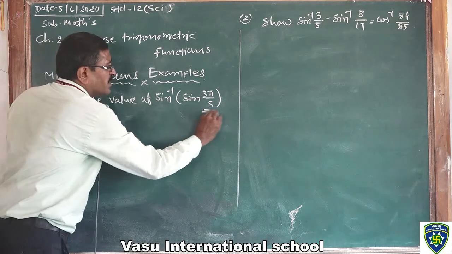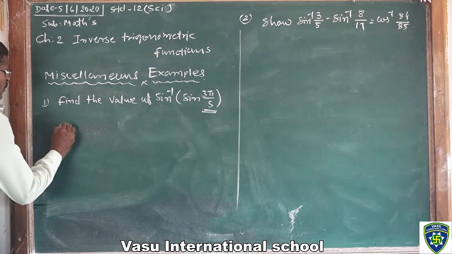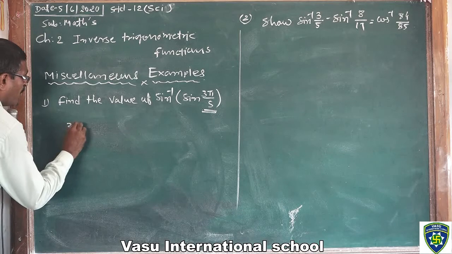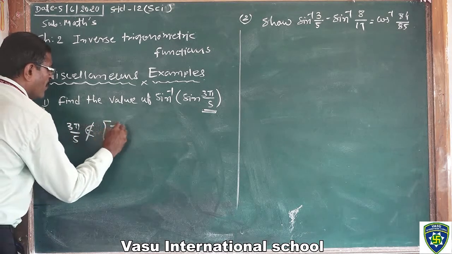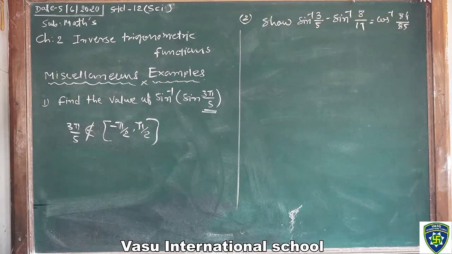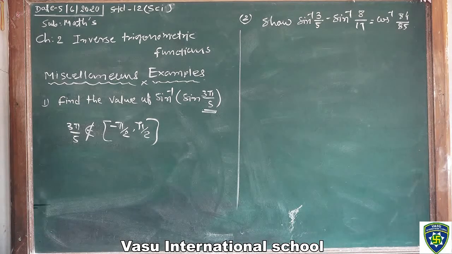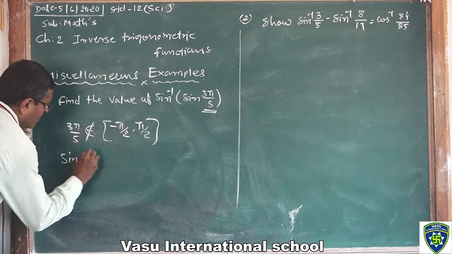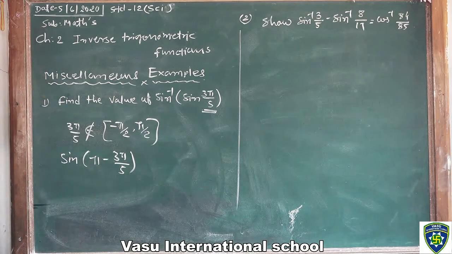First of all, we check whether the value 3 pi by 5 does not belong to minus pi by 2 to plus pi by 2. So first we change the value of sine inverse sine 3 pi by 5 into the proper range. Clear, student? So sine of pi minus 3 pi by 5 does not change the function.